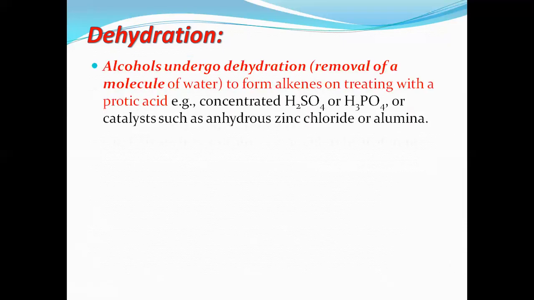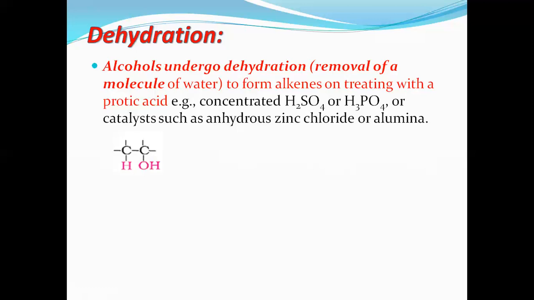What is dehydration? We know the meaning of dehydration, nothing but the removal of water. To remove water from a compound, we need an agent. A commonly used reagent is concentrated sulfuric acid or phosphoric acid, and the catalysts used are anhydrous zinc chloride or alumina. So when alcohols undergo dehydration, a molecule of water is removed to form alkenes on treating with a protic acid such as concentrated sulfuric acid or phosphoric acid, or catalysts such as anhydrous zinc chloride or alumina.